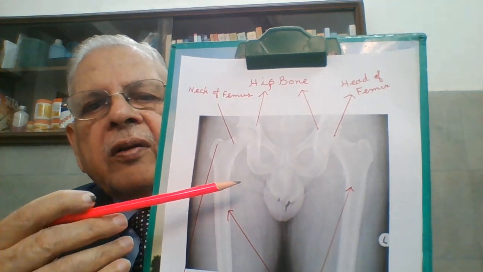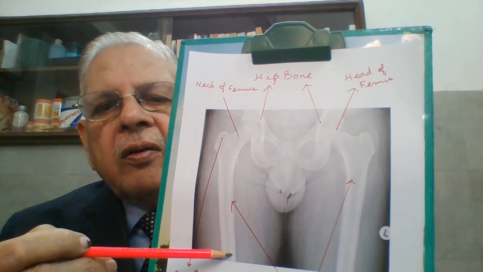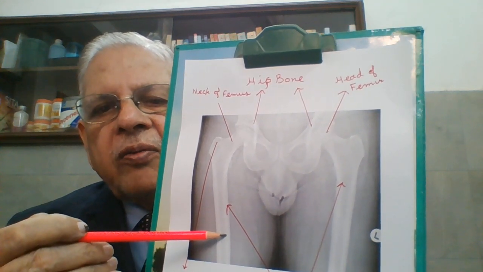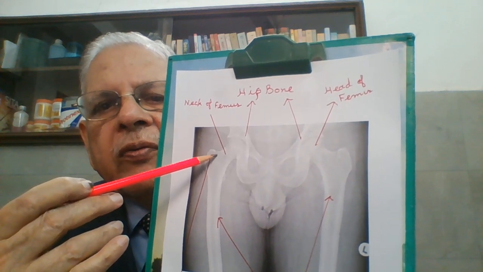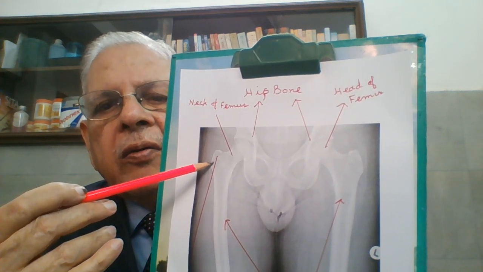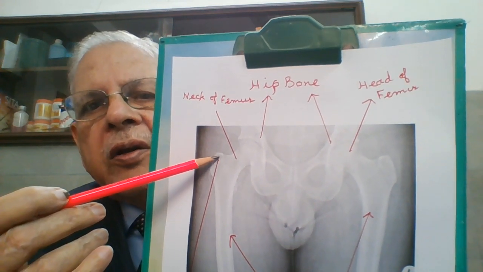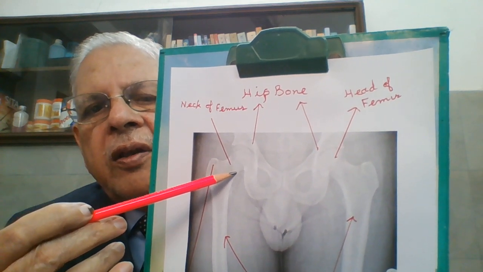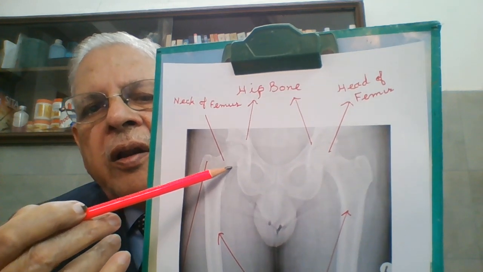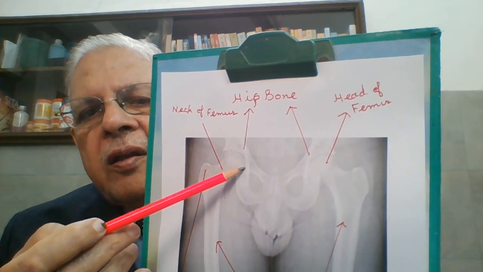Now, thigh bone has got some important parts. This is the shaft of the thigh bone, that is the shaft of the femur, and this protuberance on the shaft of the thigh bone is called greater trochanter, and this narrowed portion is called the neck of the femur or neck of the thigh bone, and this rounded portion is the head of the thigh bone.